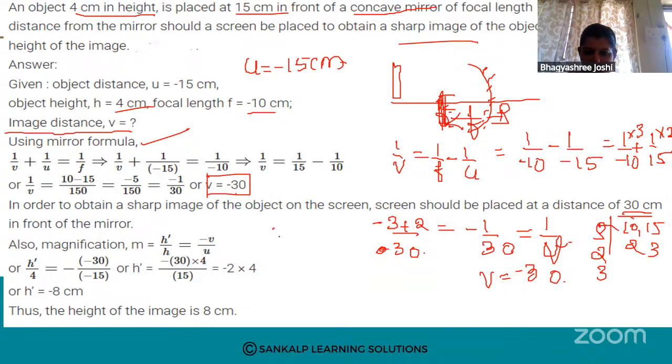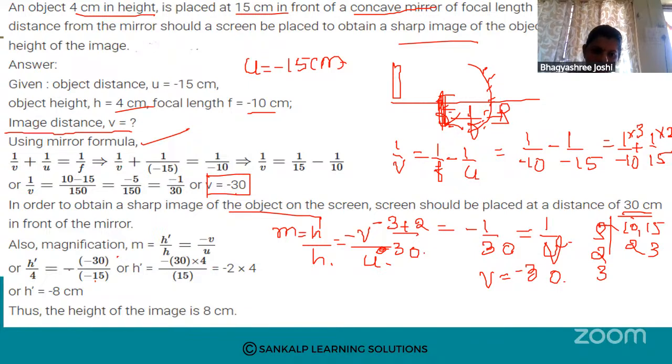Also, magnification m is equal to h dash divided by h. The object we have to place on the left hand side. So m is h dash divided by h, and h dash is minus v divided by u, and h is the height of the object. The height of the object they have given, that is 4. So the image distance is minus of minus 30 divided by minus 15. U is minus 15. So h dash, transfer this 4 to this side, then it is 30 into 4 divided by 15.